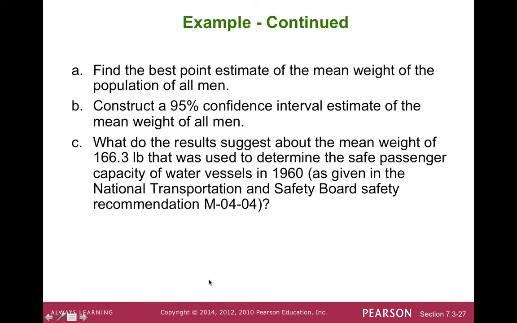So we're going to use this information. Basically, we're going to find the best point estimate of the mean weight of the population for men. We're then going to construct a 95% confidence interval. And then we're going to look at the results and ask ourselves, what does that mean? What does that suggest about a mean weight of 166.3 pounds that was previously used to determine safety?